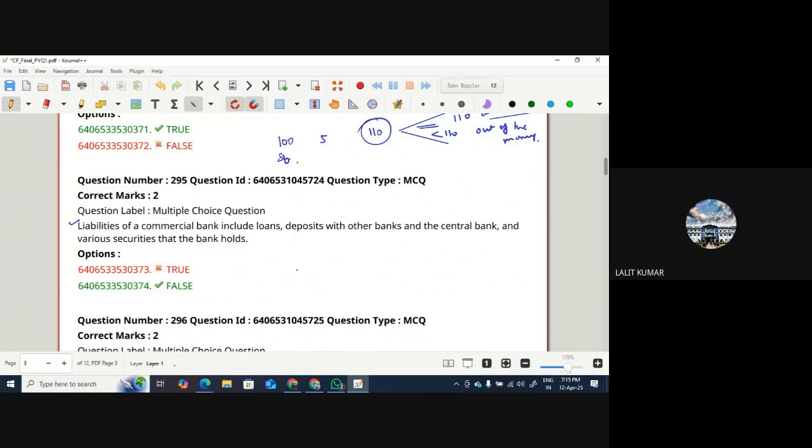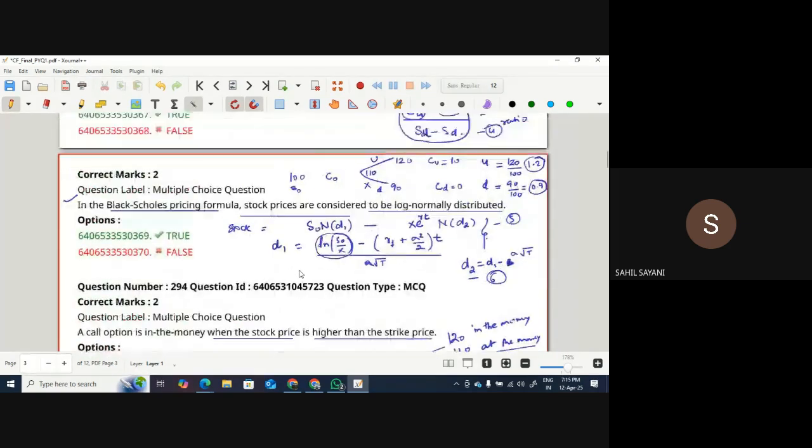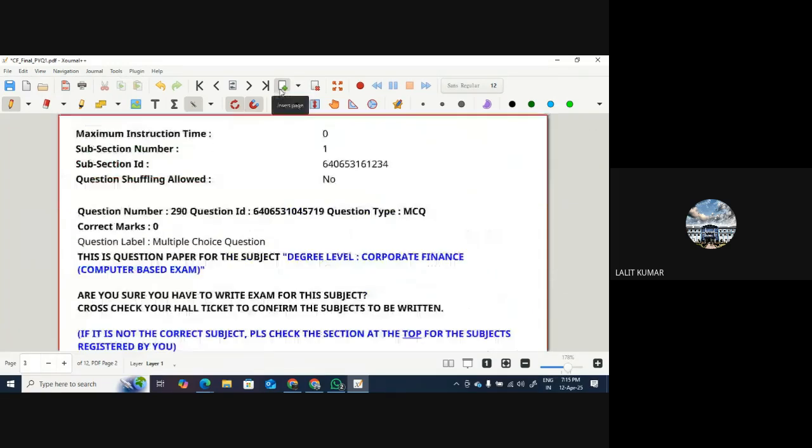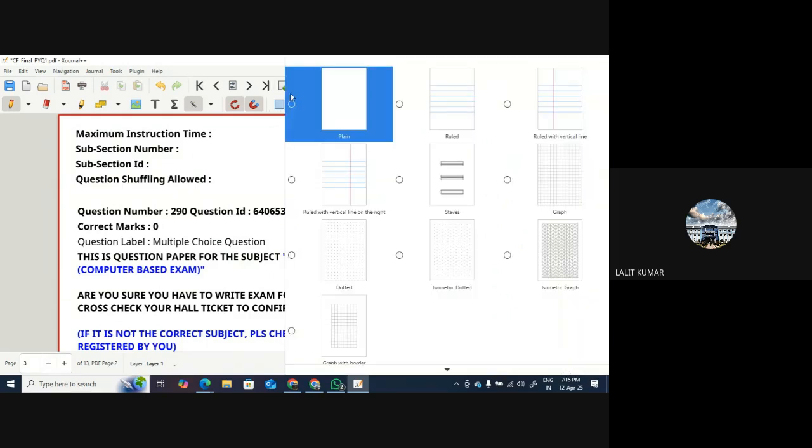Then the question on liabilities of a commercial bank. Sir, one more follow-up question. Suppose they say for selling a call option, would in the money and out of the money apply? Oh yes, it will again apply. So you have to just see in that scenario whether you are making money.